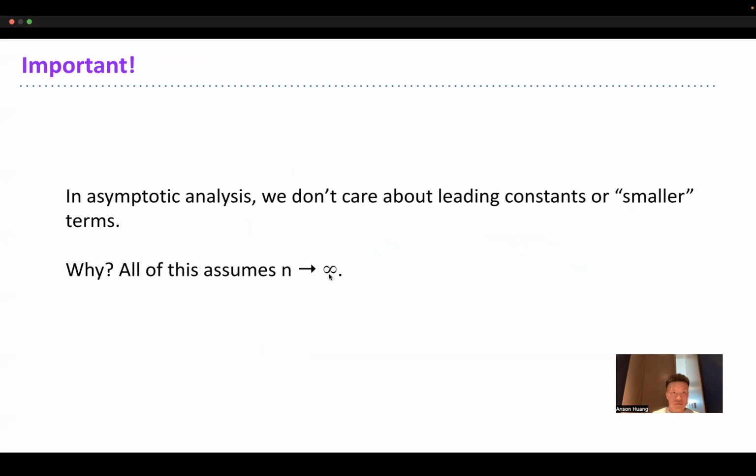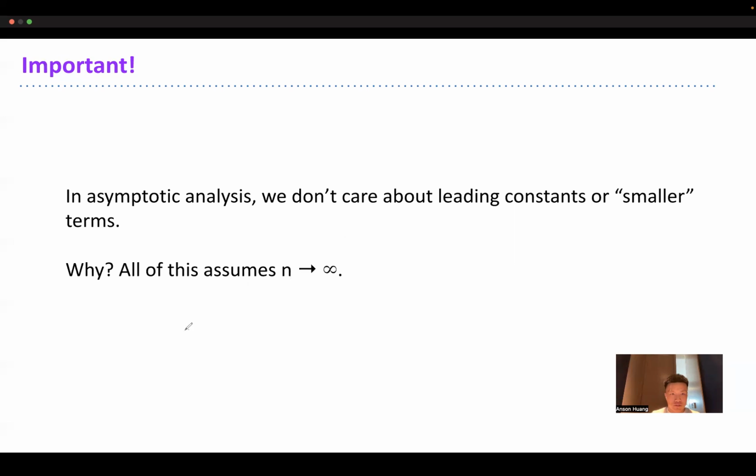Cool. So one important thing before we get started on problems, in asymptotic analysis, or runtime analysis, we don't care about leading constants or smaller terms. Why? Because all of this assumes n is approaching infinity. So we're just assuming that n is a very, very big number. So constants and coefficients don't really matter too much.